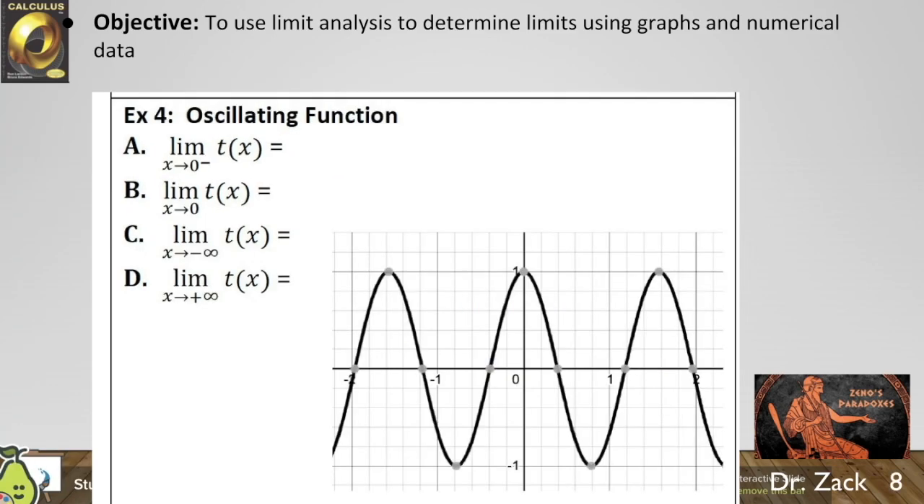And now for our oscillating function, you knew this was coming. For an oscillating function, in this particular case, it looks like a cosine function, but that's irrelevant.